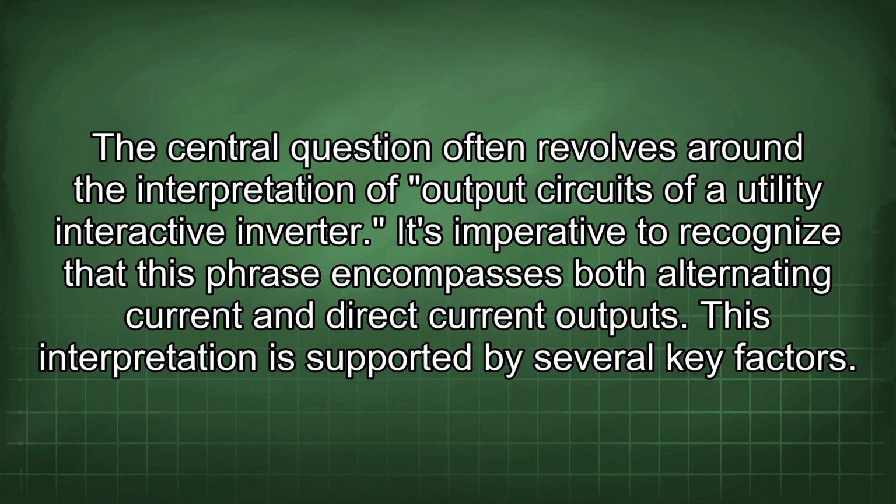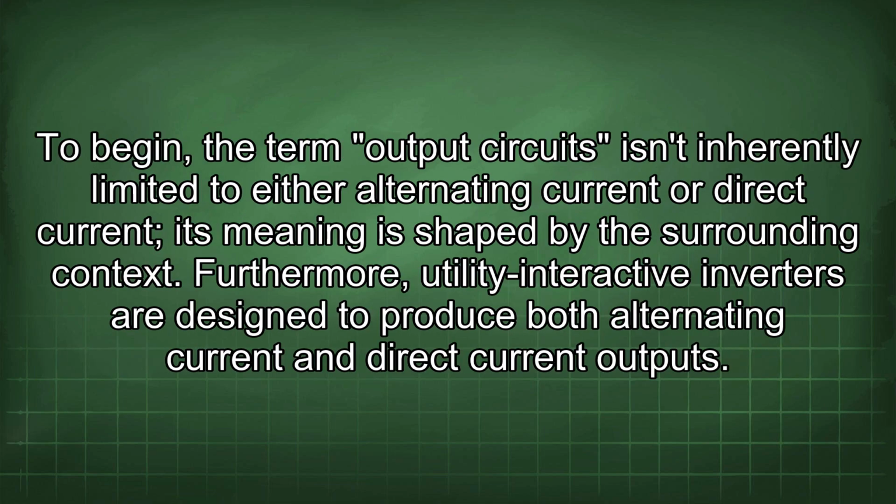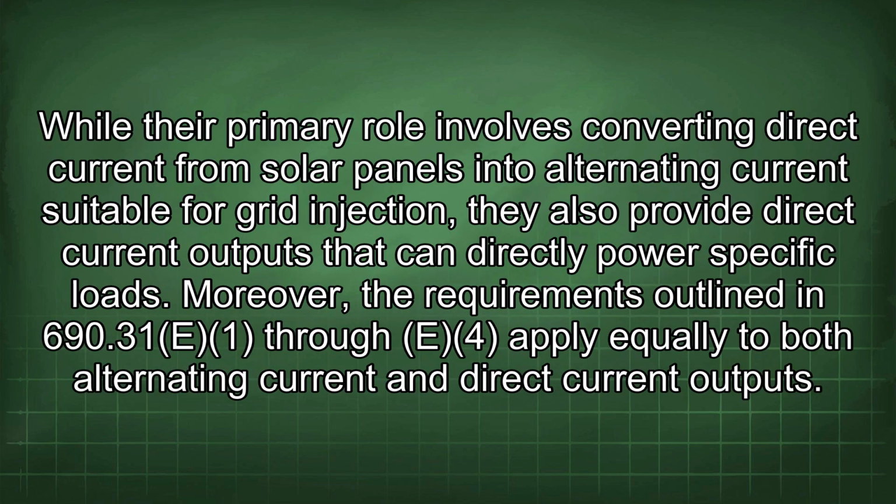This interpretation is supported by several key factors. To begin, the term output circuits isn't inherently limited to either alternating current or direct current. Its meaning is shaped by the surrounding context. Furthermore, utility interactive inverters are designed to produce both alternating current and direct current outputs. While their primary role involves converting direct current from solar panels into alternating current suitable for grid injection, they also provide direct current outputs that can directly power specific loads.